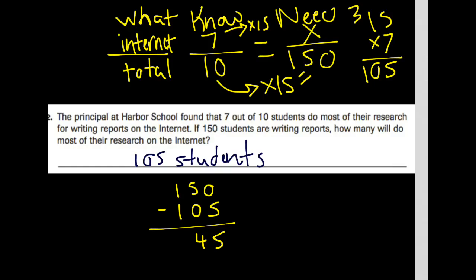Here the question was a little bit simpler, but if I wanted to make it more challenging, I could just ask how many students would not use the internet for their research paper, and then you would have to take your answer and subtract it from 150.